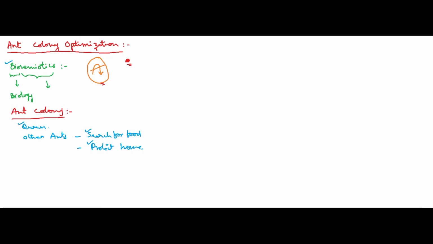Now let us see the foraging for food. How are the ants foraging for food? Ants foraging for food. What is the method they are using? Let us clearly discuss here. For example, this is the ant nest.